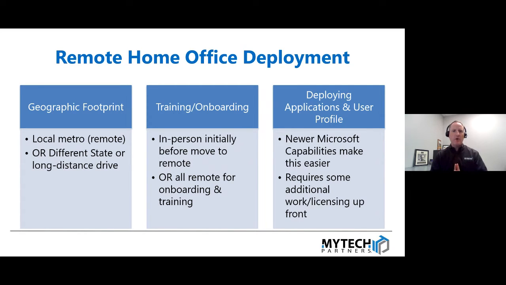Again, remote home office deployment. There are a few different variables that we look at. Again, the geographic footprint. Can you drive there? Is it someone where your team member might drive into the office to pick up equipment? Or are they outside of the state? Or is it a long distance drive where you're going to be drop shipping equipment to them? That might change the dynamic of how you bring those people into the office for training or onboarding, or how you occasionally have them come to the office for meetings.